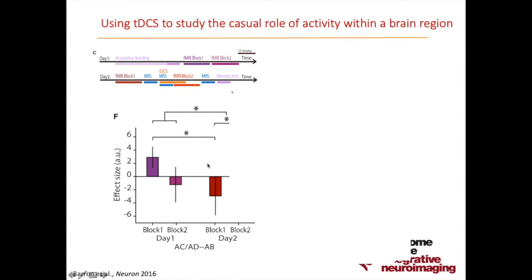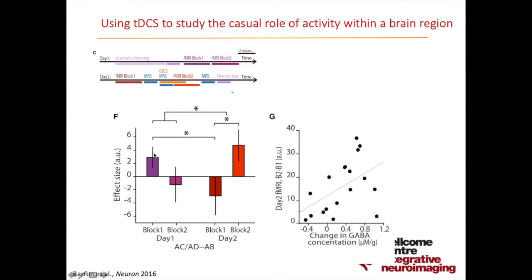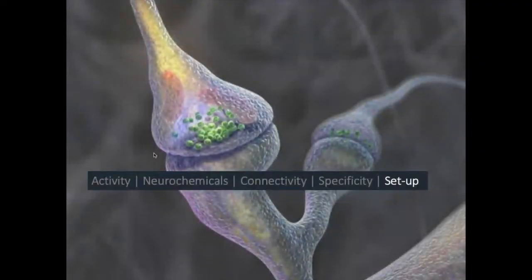But if you give tDCS to decrease the GABA, you get that specific repetition suppression back, so that not only behaviourally people can respond to it, but actually it looks very much like day 1. And that can be very closely related to the change in GABA concentration. Okay, so those are the examples.